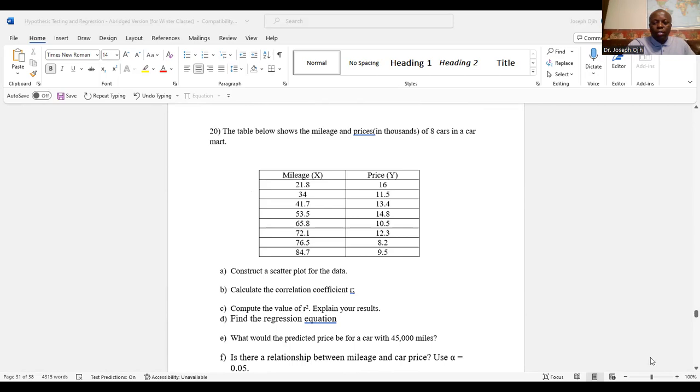So in this question, as you can see, it says this table shows the mileage and prices in thousands of 8 cars in a car mart. See, everything here is in thousands. For example, this mileage 21.8 means 21,800. 34 means 34,000. On the price side, 16 means 16,000. 11.5 means 11,500. So we're trying to figure out the effect of the mileage on the price of the cars.